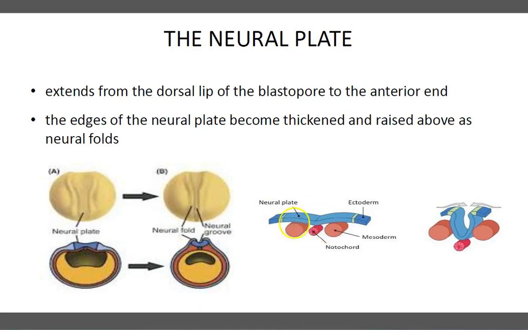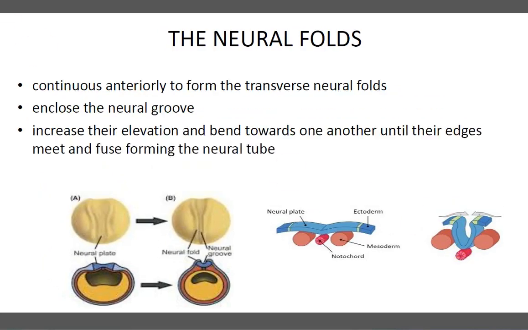So here in the diagram, you have the neural plate, then you have the ectoderm moving towards the midline from both sides, and it pinches on the neural plate so that the neural plate will now become a groove. The neural fold is continuous anteriorly to form the transverse neural fold and encloses the neural groove. So there's increased elevation on both sides of the groove, and it bends towards one another until their edges meet and fuse, forming the neural tube.